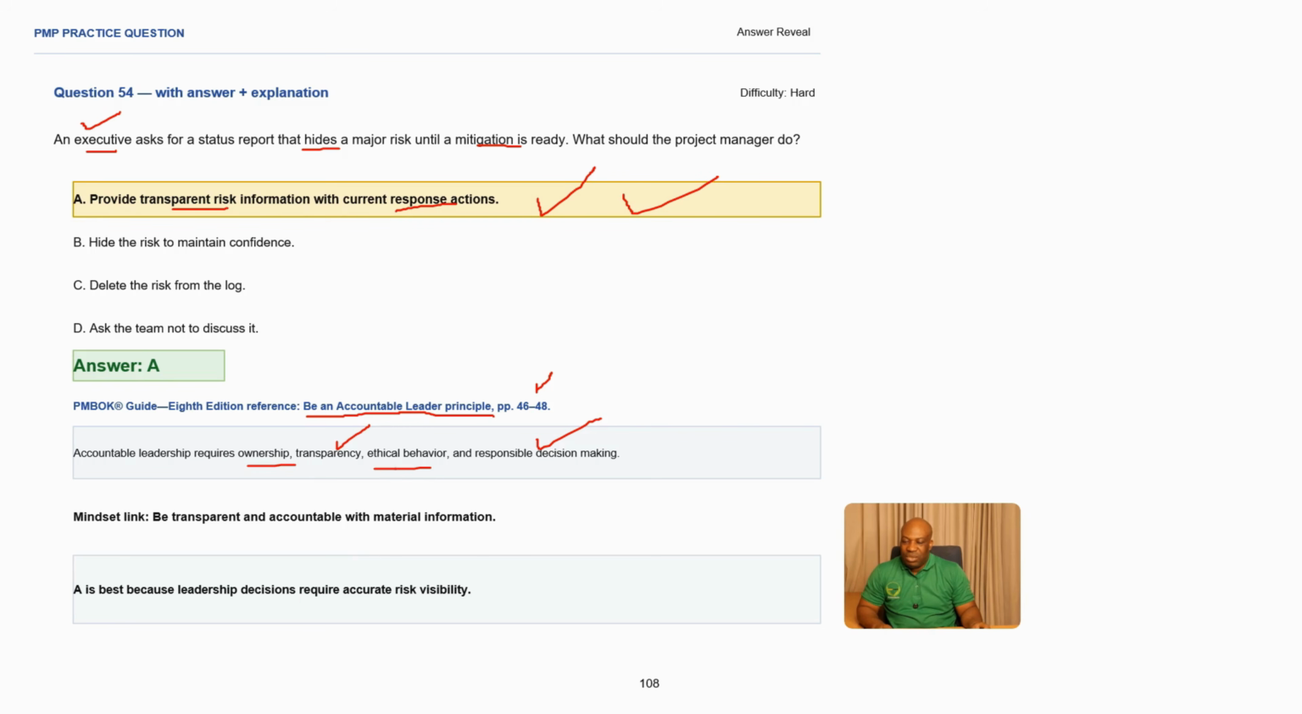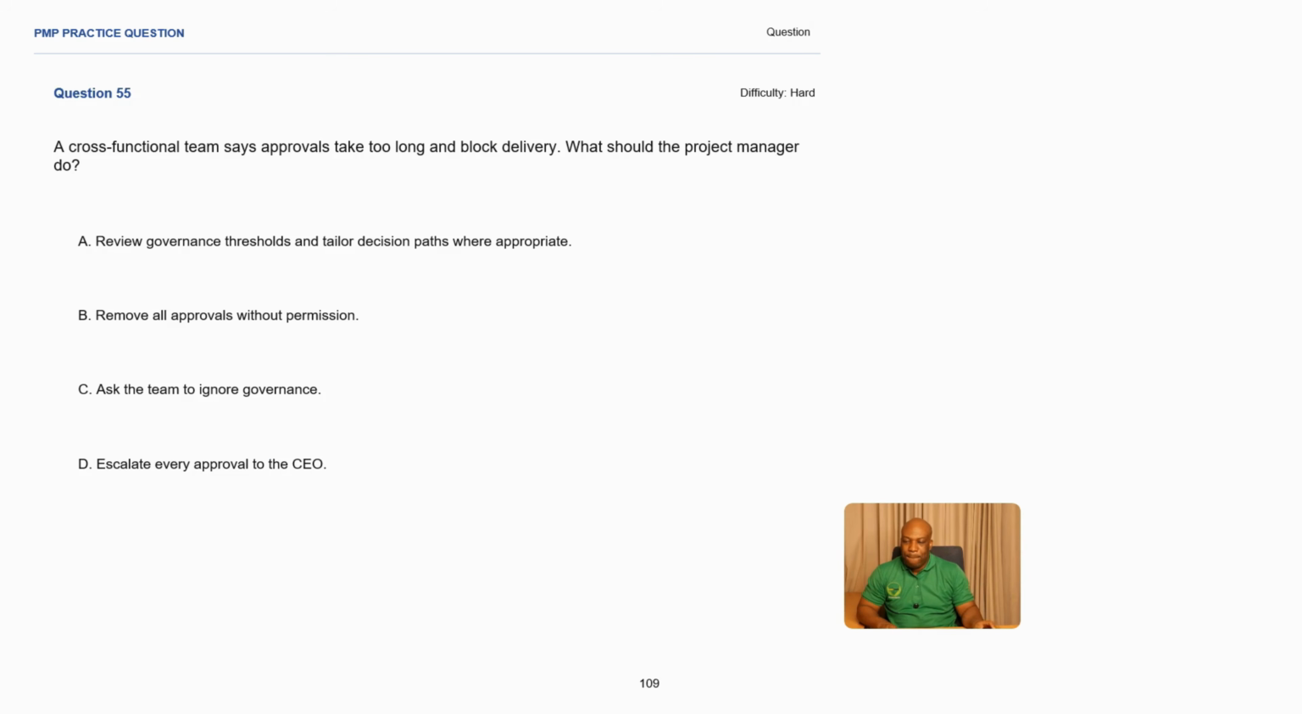All right. So what is the best mindset that you could also have used or could also use in this particular scenario? Be transparent and accountable with material information. Always give the right information. Always be honest and transparent. Making A the best answer, because leadership decisions require accurate risk visibility, not hiding of risk. Making A the best answer.